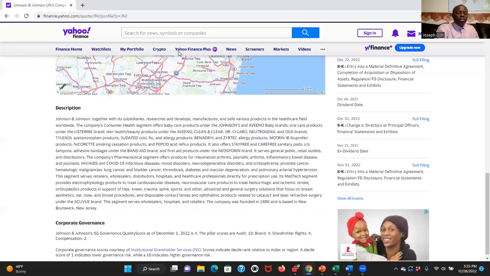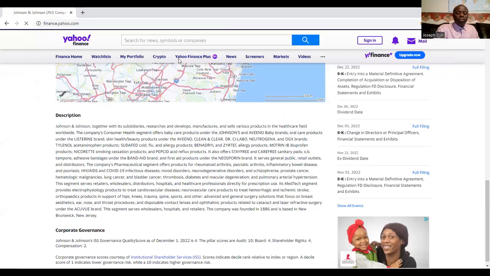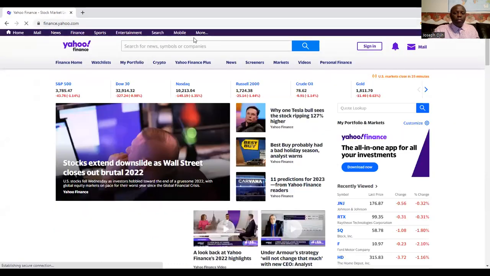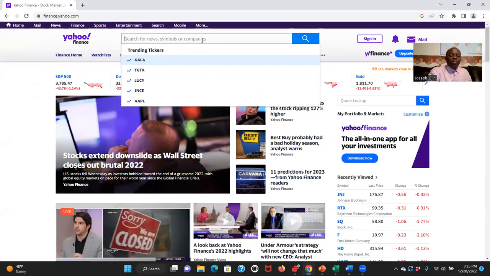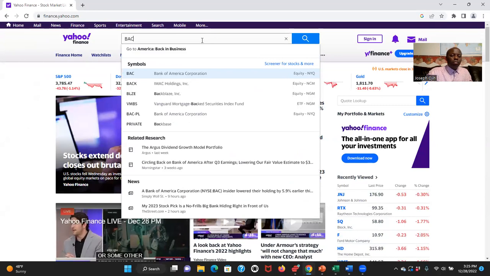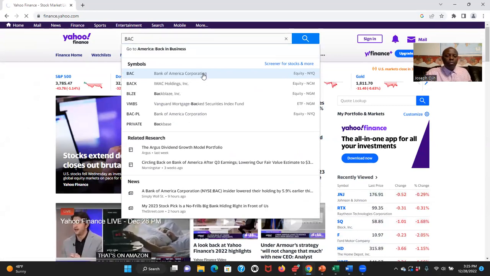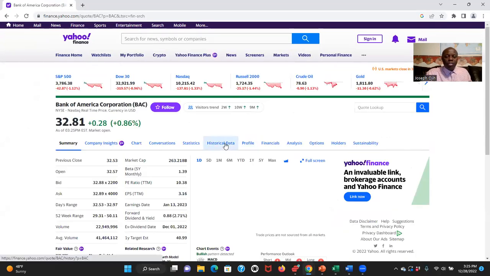finance.yahoo.com. Okay. So for the beginning, I'm going to use Bank of America, which is BAC, the same as Bank of America Corporation. And I'm going to use the historical data.